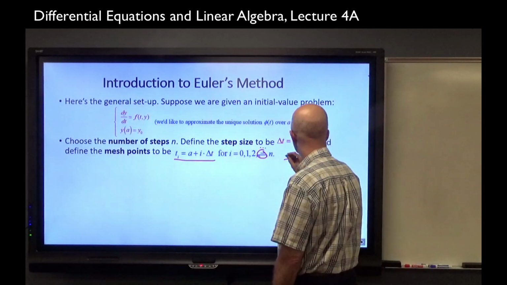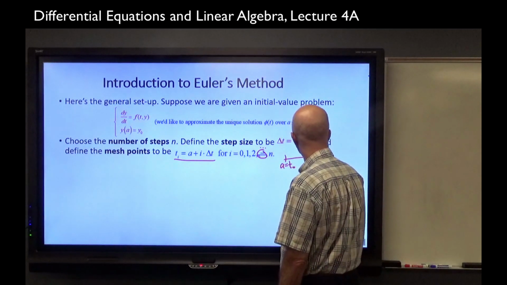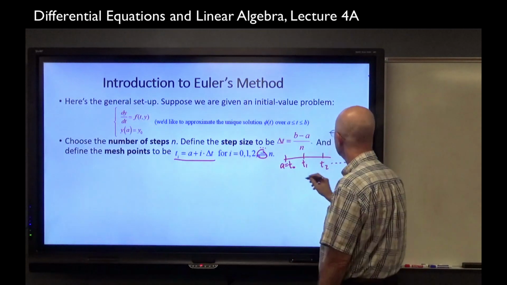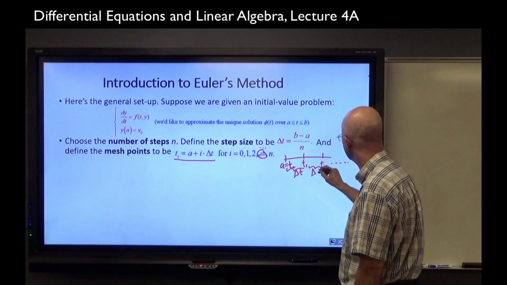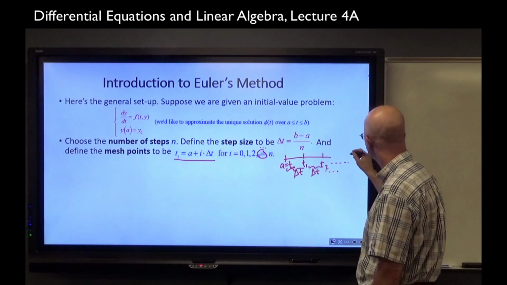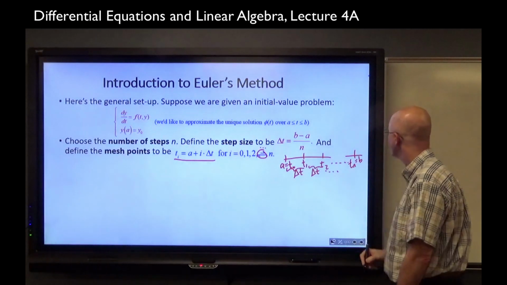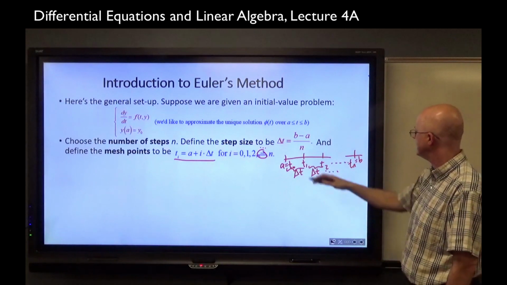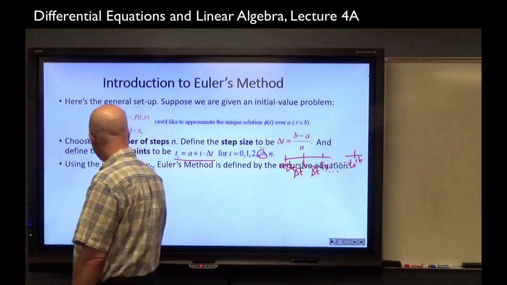In other words, draw a little picture here. A is t sub 0. Here's t1, here's t2, etc. This distance here is delta t. This distance is delta t, etc. And the last value of t, t sub n, is the same as b right there. This is a line, a number line. These are numbers on the number line. These are called mesh points sometimes.